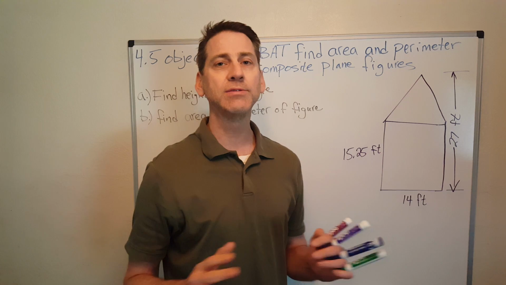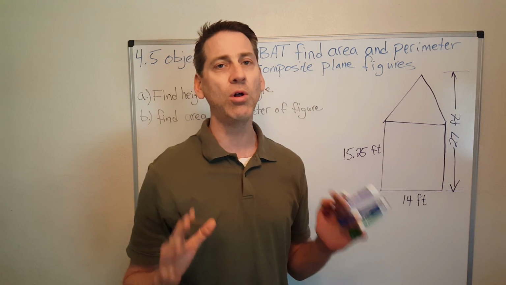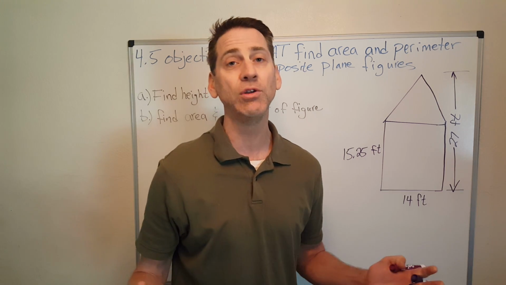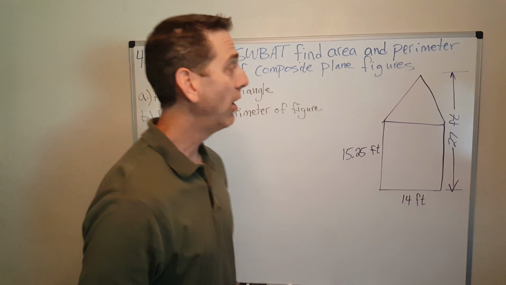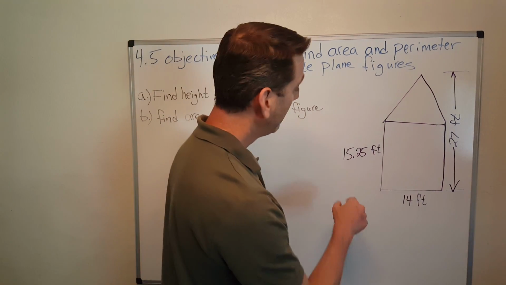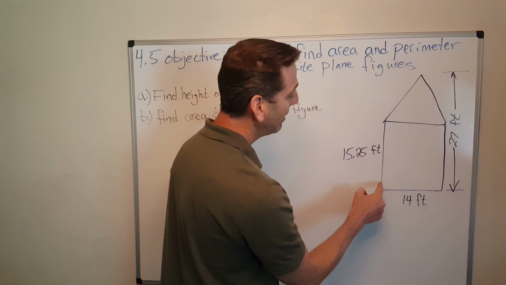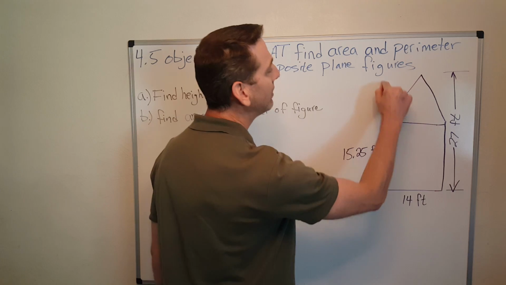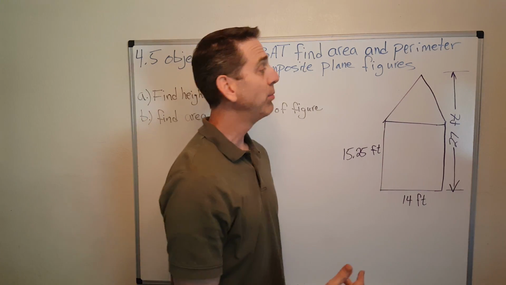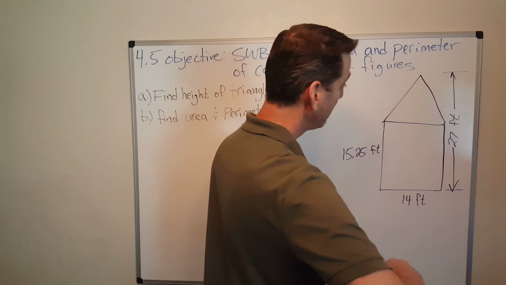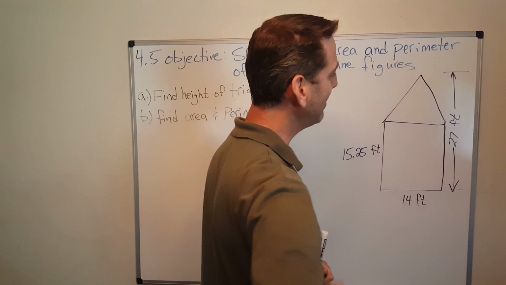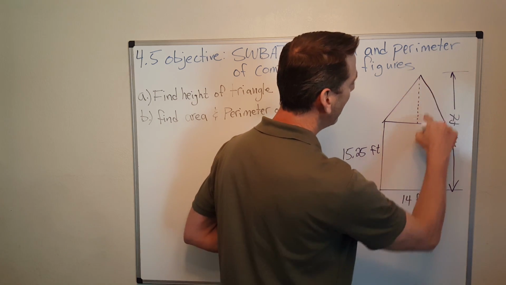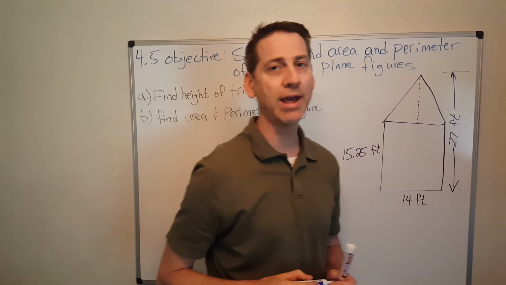What you're going to notice on these composite plane figures is that pretty much always there's going to be one or more dimensions that they don't give you that you're going to have to figure out. For example, they give you the height of this wall right here, and they give you the height of the entire shape, but they don't give you the height of the triangle. You're going to have to figure that out.